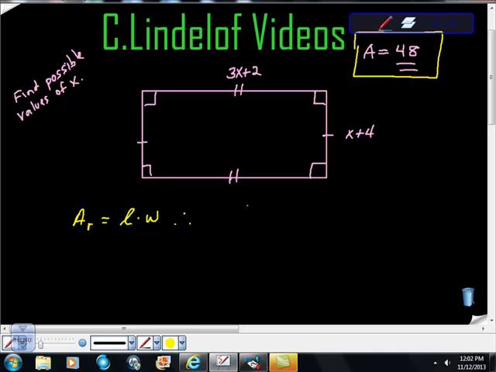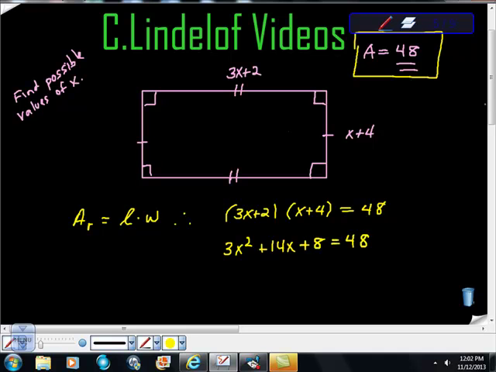Therefore, we have (3x + 2)(x + 4) is the area, and that area is equal to 48. We expand this thing out, and we get 3x squared plus 14x plus 8 is equal to 48.